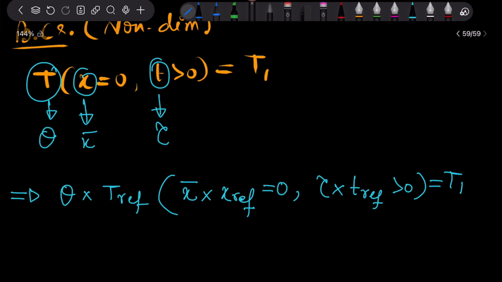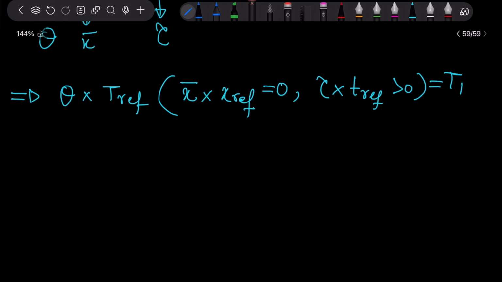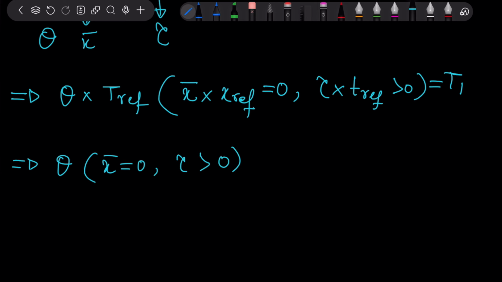This T1 is a constant proposed by the problem. So now you see, that means this theta at x bar equal to 0, because x ref is a constant, and at tau greater than 0 is equal to T1 by T ref.